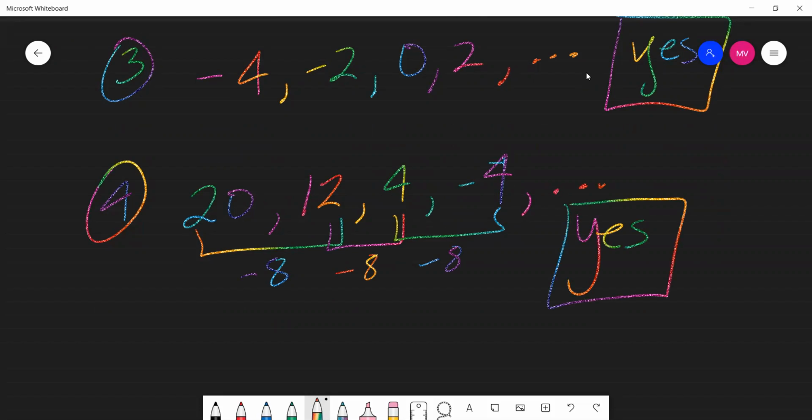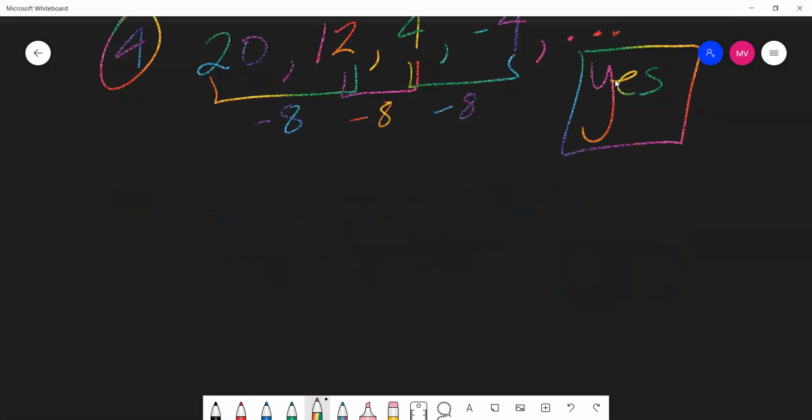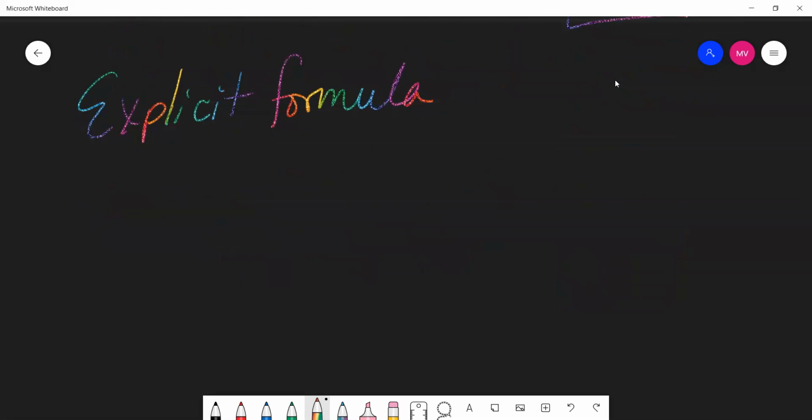Okay, so let's do some practice writing the explicit formula, and then we'll have a little bit of practice writing recursive formulas. So give me an explicit formula for 20, 14, 8, 2.